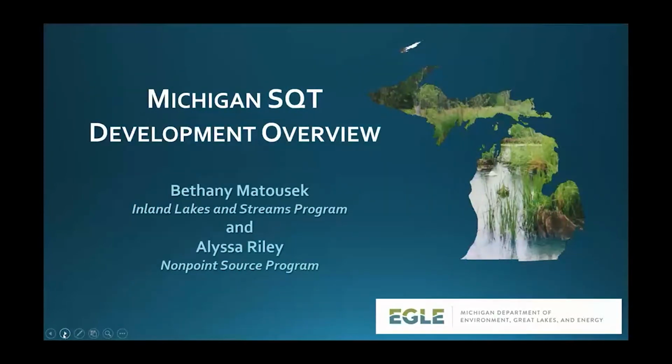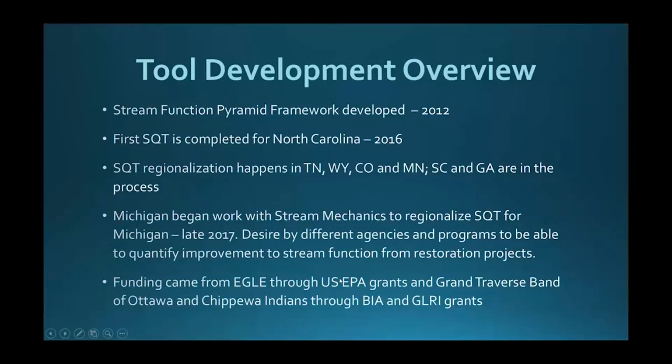So we're going to do a little overview of the development of the Michigan SQT. The stream function pyramid framework was developed in 2012. Several of us from Michigan were fortunate enough to go to free training on this that was held by EPA in Chicago in 2012. So that was really our first introduction to this idea.